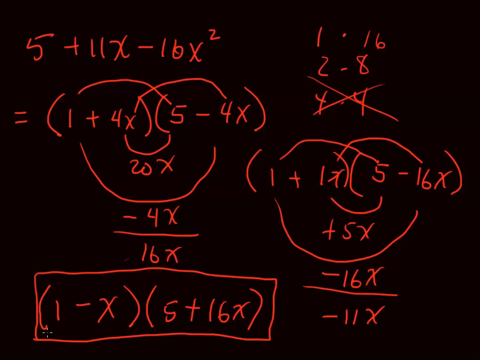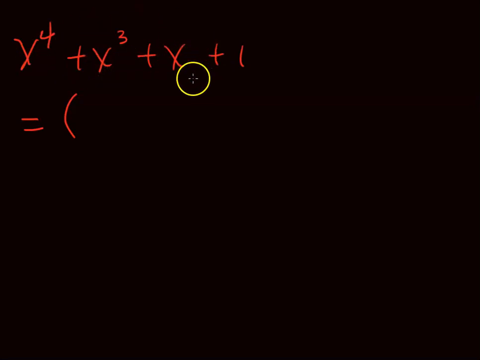Okay, one last one here. Suppose we've got x to the 4th plus x cubed plus x and plus 1. Uh-oh, 4 terms. Well, 4 terms leads us to this idea of grouping. And there are many ways to group it. First 2 and then second 2. First and third and second and fourth. Or maybe the first and fourth and the second and the third.